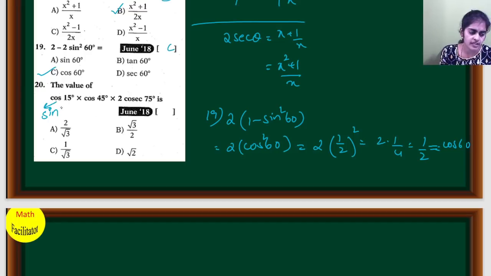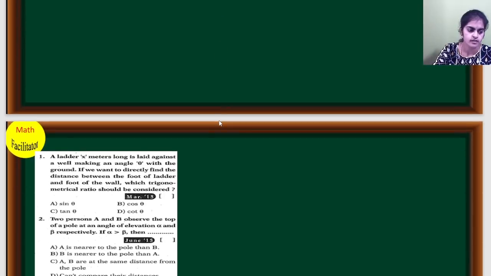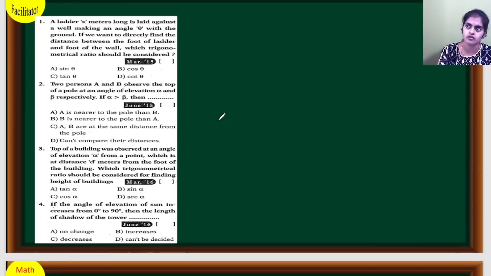So it will be how much? It will be 75, I guess. Now sin 75 and cosecant 75 will get cancelled. So this is 1 by root 2 into 2. So you will have root 2 as the answer. Right. So let's proceed now.